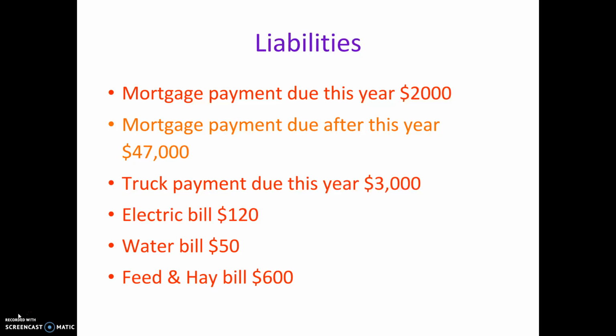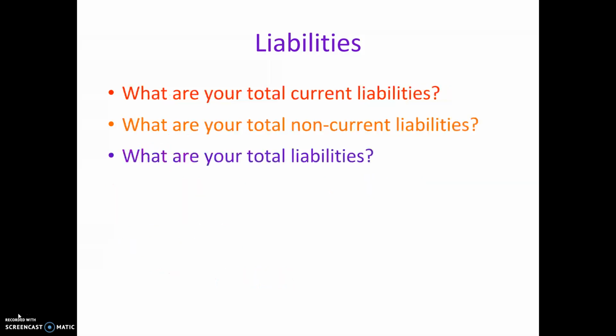Alright, so your mortgage payment that's due this year of $2,000, that's going to be a current liability, as is your truck payment that's due this year, your electric bill, your water bill, and your feed and hay bill. As a hint, if you see the word bill attached to something, that usually means it's a current liability. The mortgage payment that's due after this year of $47,000, that's your only non-current liability in this list.